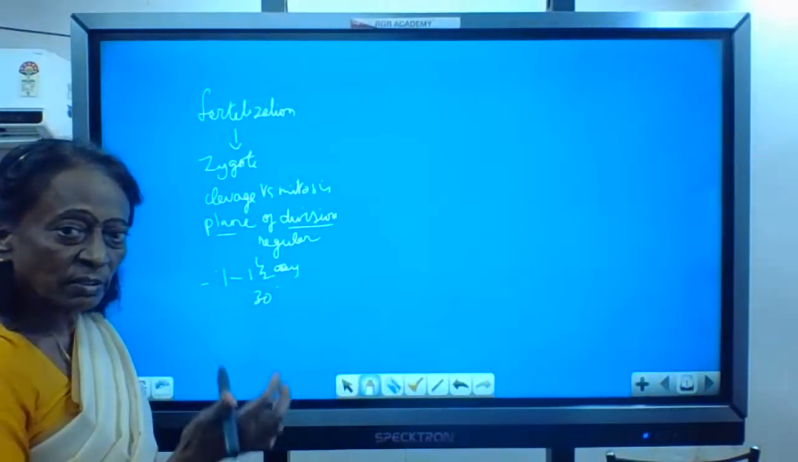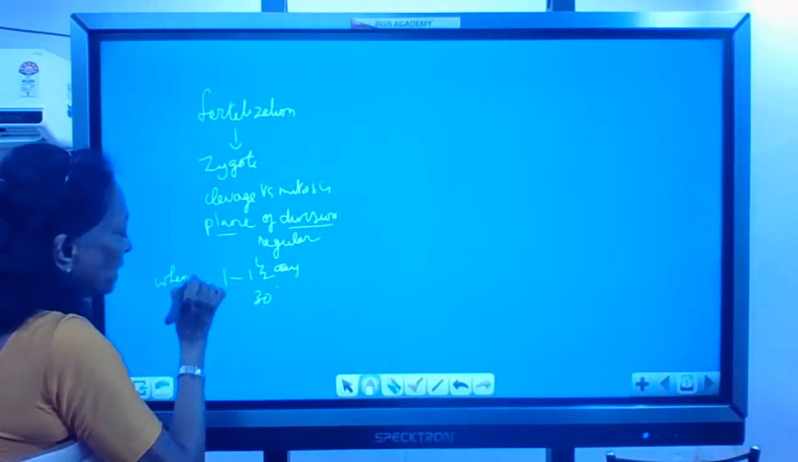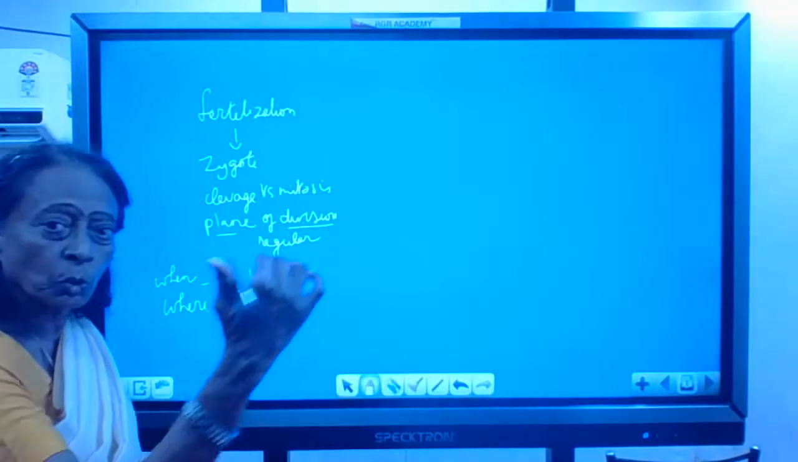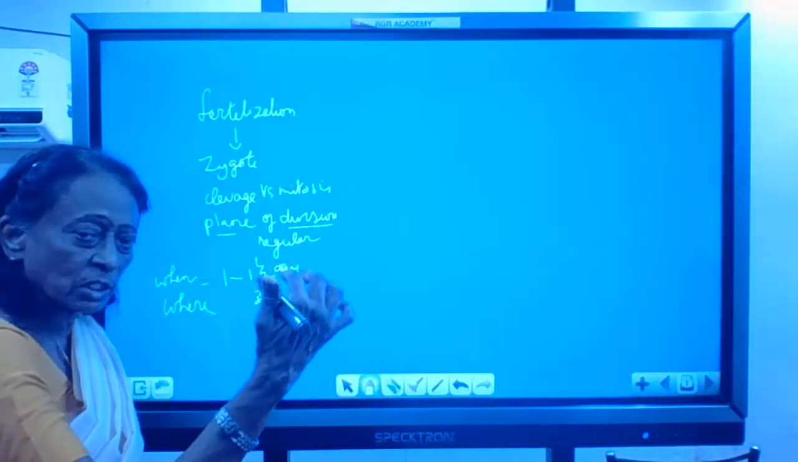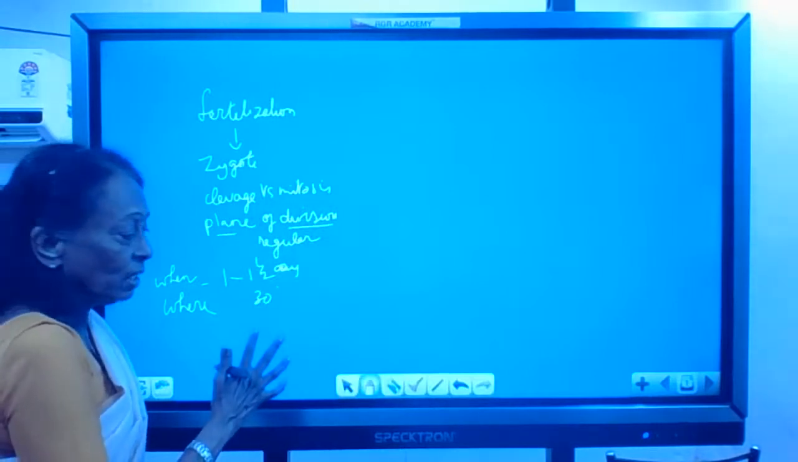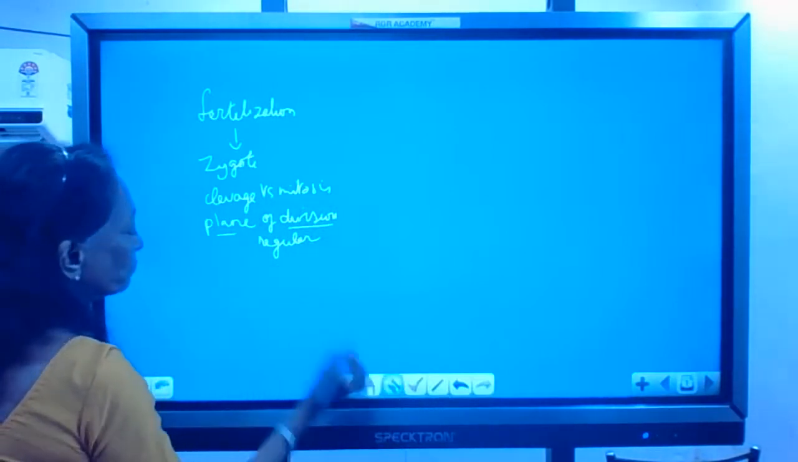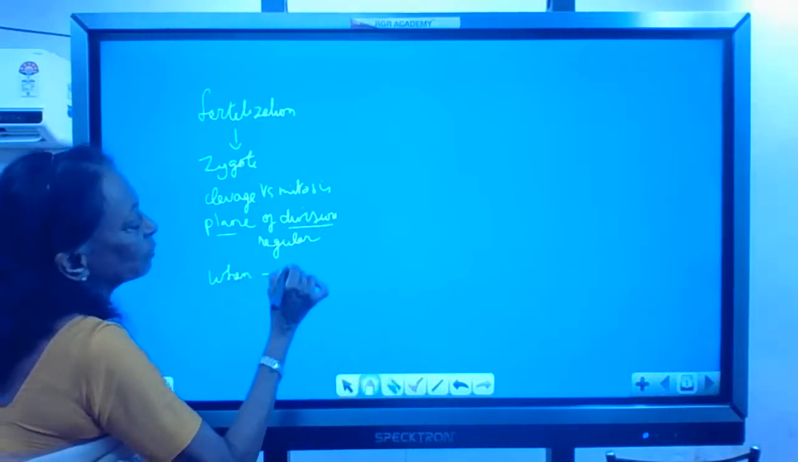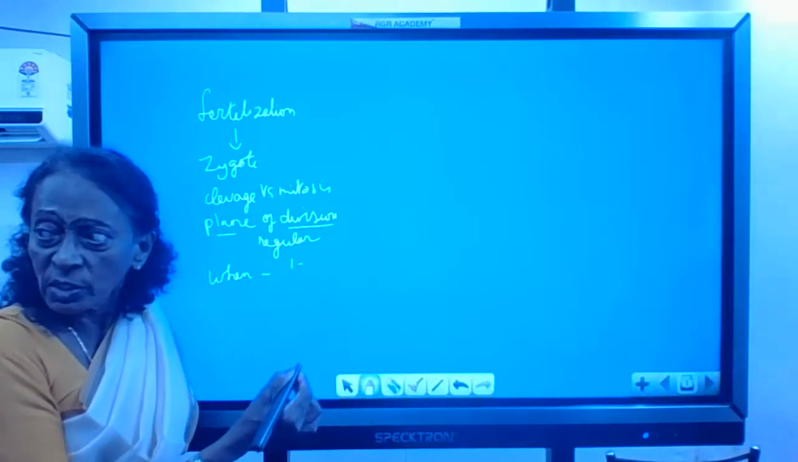So this is the time: when does the cleavage start, and where does it start? When the zygote begins to move through the isthmus. From the ampulla, as soon as it comes to the isthmus, it begins. So when does it start? Say 1 to 1.5 day, we can say 30 hours after fertilization.